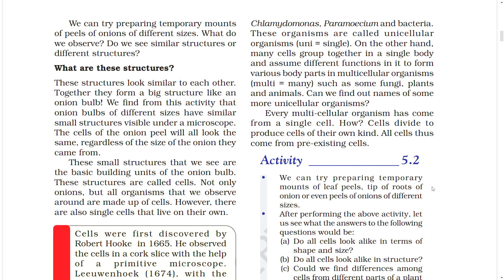These structures are called cells. Not only onions, but all organisms that we observe around are made up of cells. However, there are also single cells that live on their own.